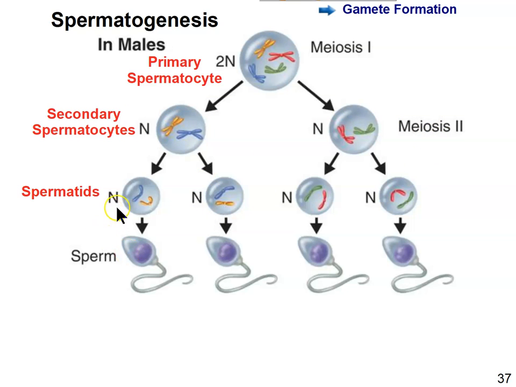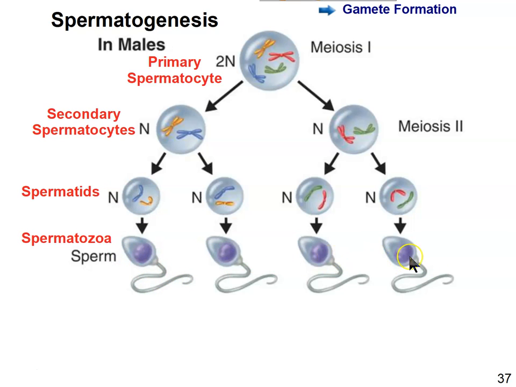And the resulting 4 cells from Meiosis II are known as spermatids. And notice that they now contain unduplicated chromosomes. And again, in this diagram, they're not really showing that these two spermatids are different from each other and these two spermatids are different from each other because they're not showing crossing over. But crossing over would definitely make these genetically unique. The spermatids then will differentiate and become specialized spermatozoa.